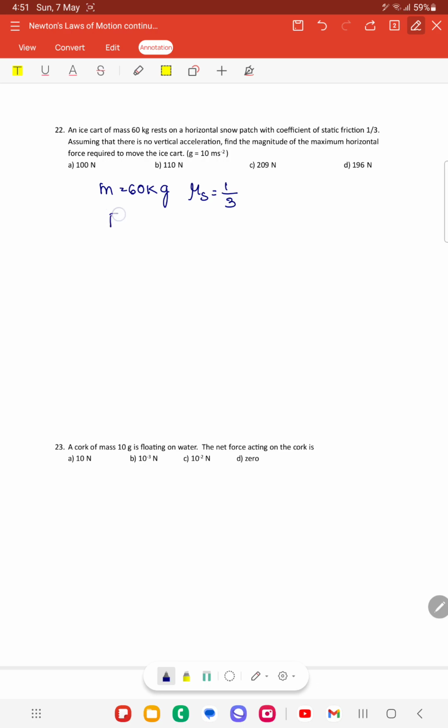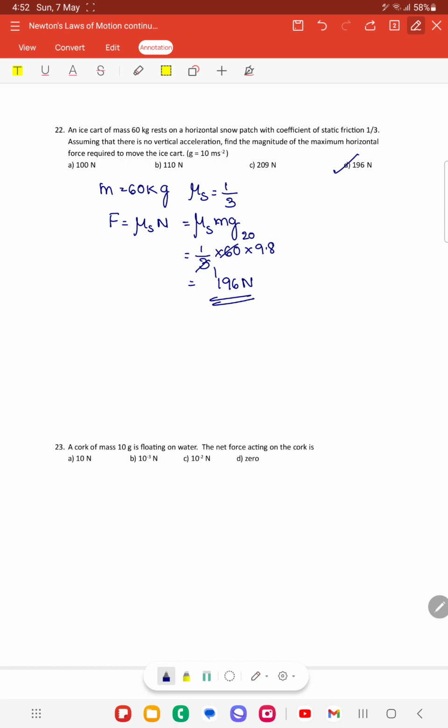So force is nothing but F is nothing but mu s into N, that is mu s into m into g. So that is mu s is 1 by 3 into 60 into 9.8, that is 20 into 9.8, that is 196 Newton. So option D is the right answer.